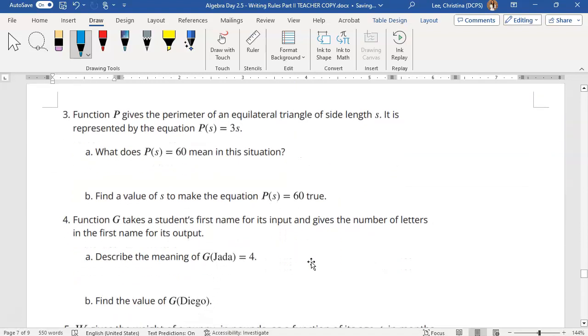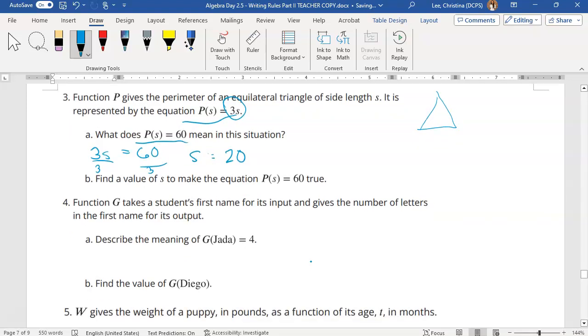All right, number 3 says function P gives the perimeter of an equilateral triangle of side length S. So again, we have a triangle with equal sides. The perimeter is represented by P of S equals 3 times S. What does P of S equals 60 in this situation mean? So this would mean that the perimeter is 60. If 3S is our equation, we can set 3S equal to 60 and solve for S. This means that each side length is 20. And it doesn't give us units here, so we just know that each side length is 20.